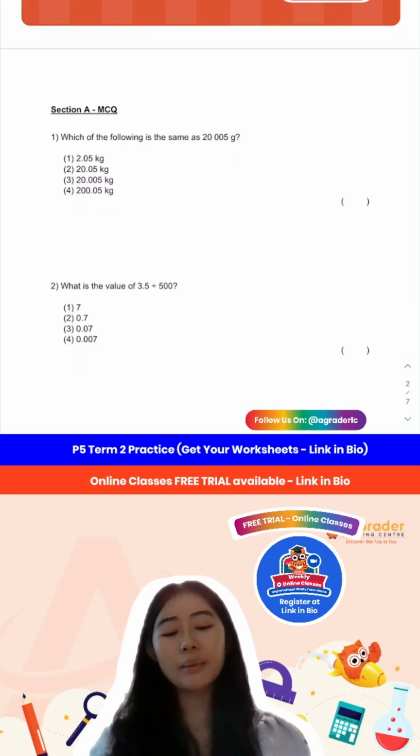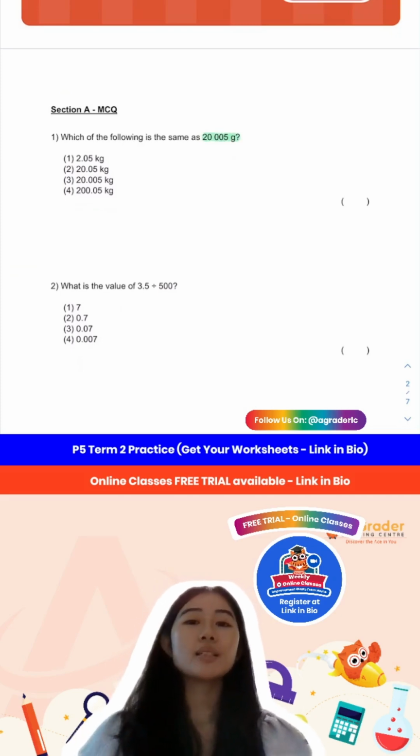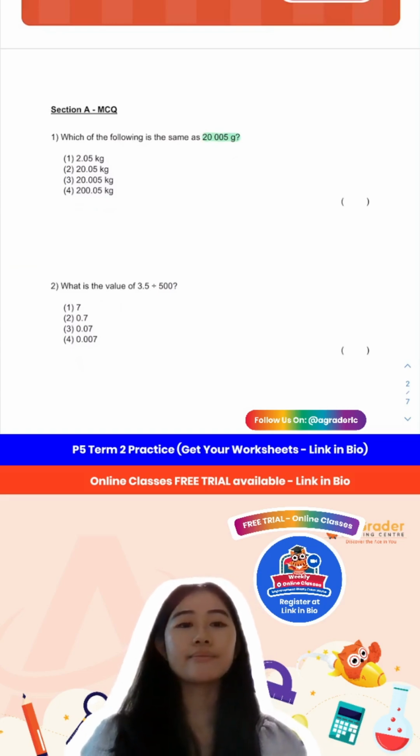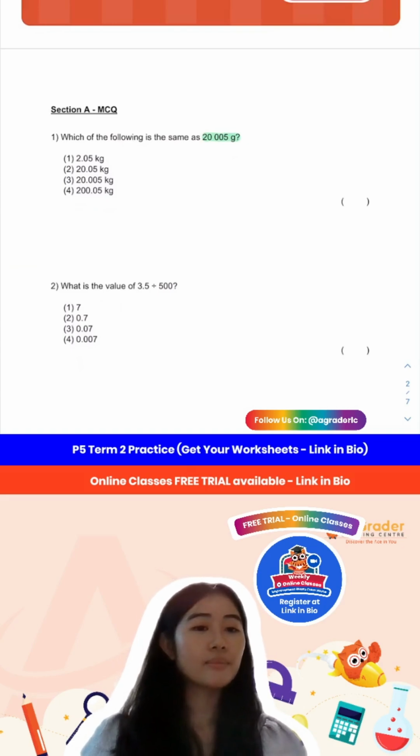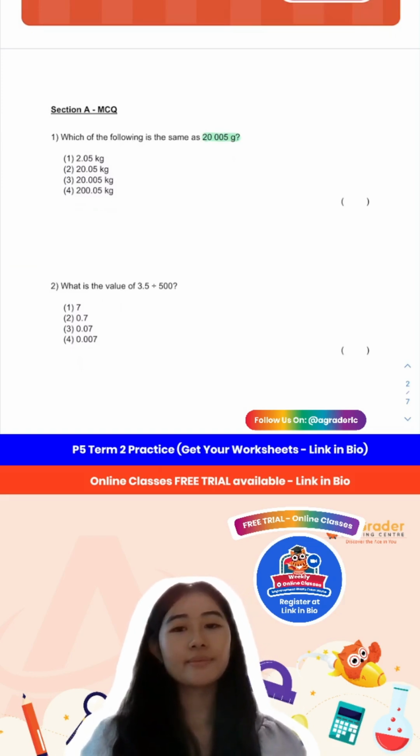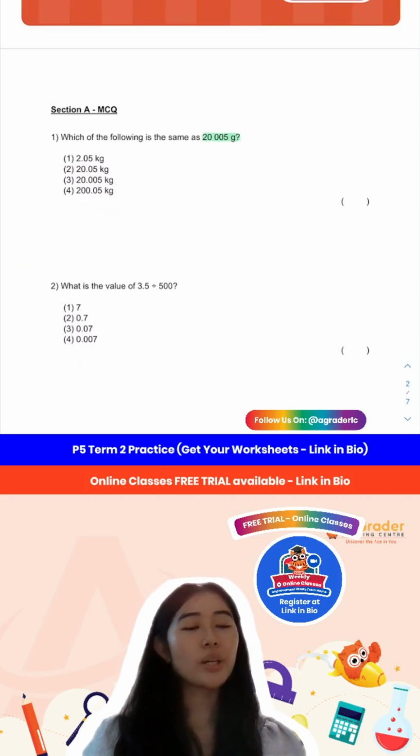Which of the following is the same as 20,005 grams? This one you can do on the spot. You don't really need to calculate. Okay, CT Kitty, you were using a different account just now. Oh, okay. Oh, that was you. Okay, so some of you say option 3, some of you say option 2. Most of you say it's option 3.